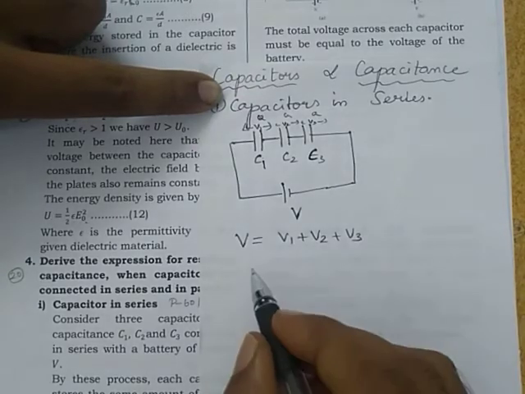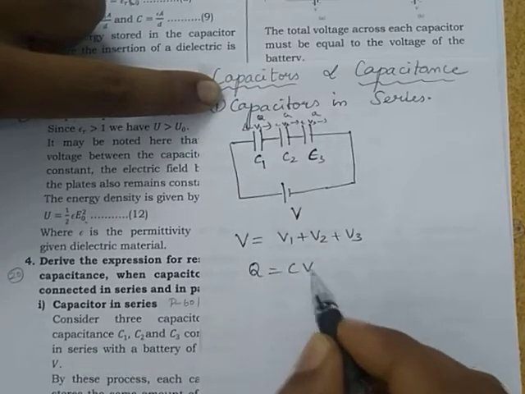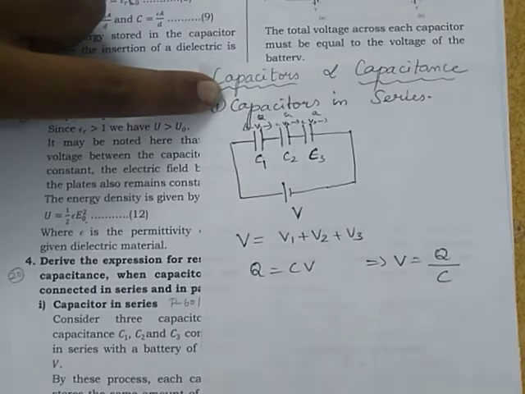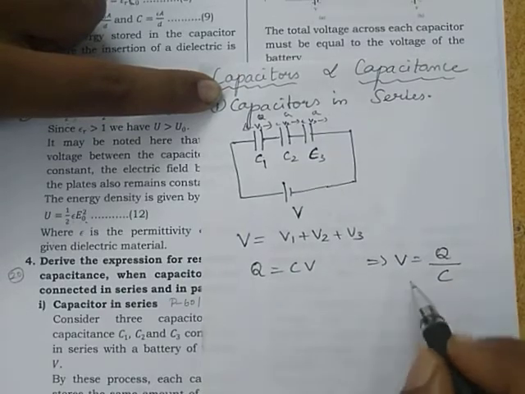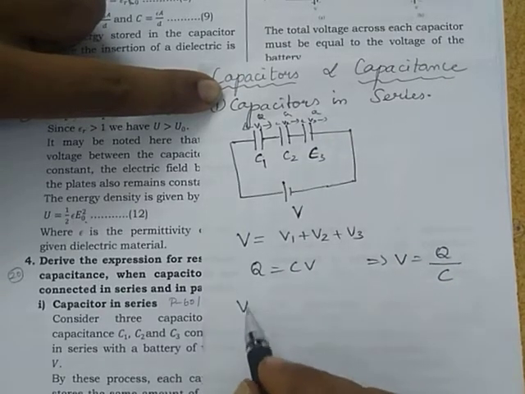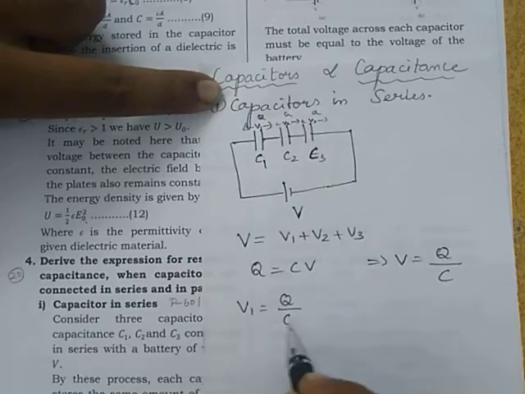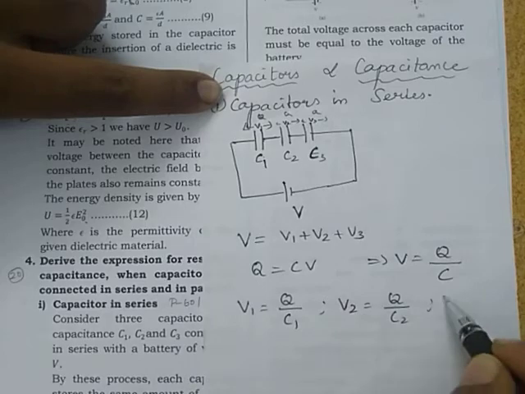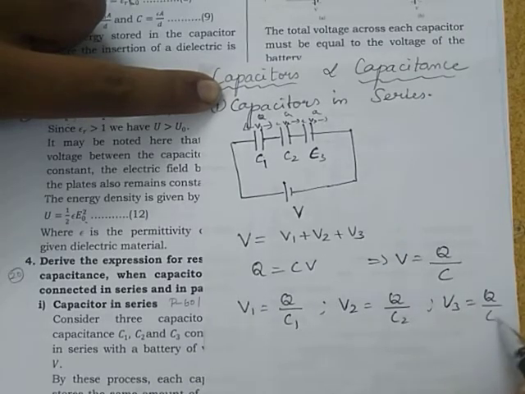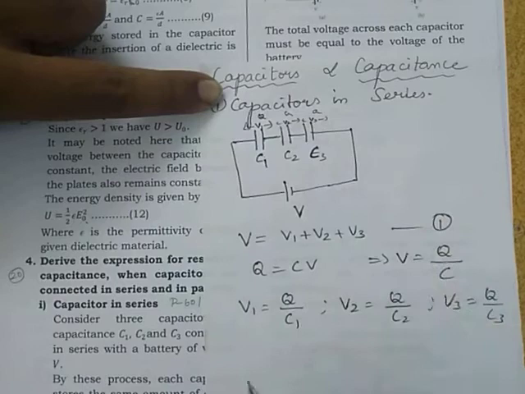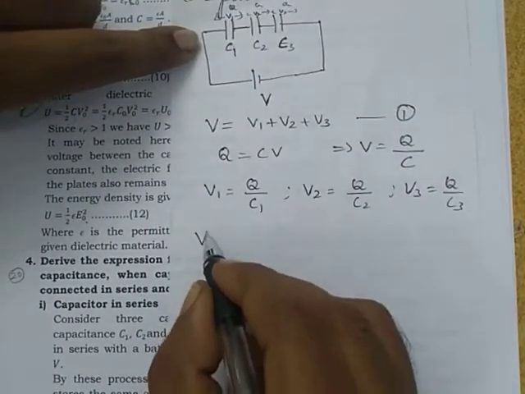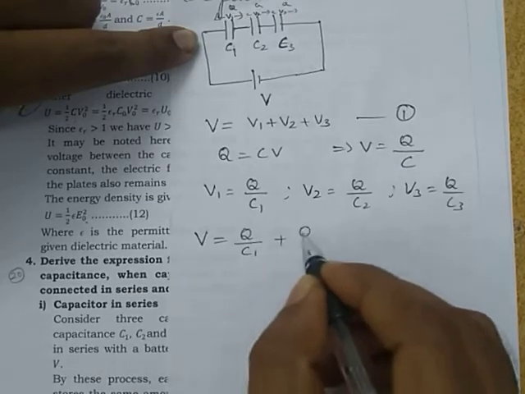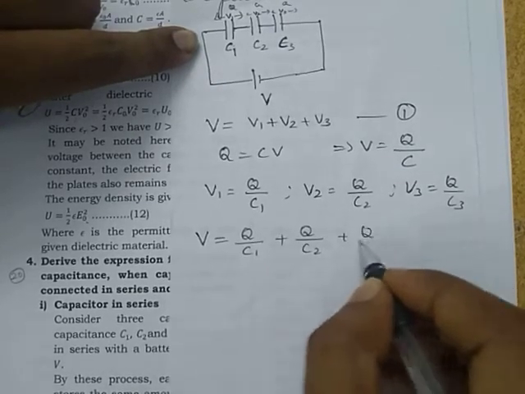We know Q is equal to CV. Then V is equal to Q by C. Then we can write V1 is equal to Q by C1, V2 is equal to Q by C2, V3 is equal to Q by C3. Substitute in equation 1. Then we get V is equal to Q by C1 plus Q by C2 plus Q by C3.